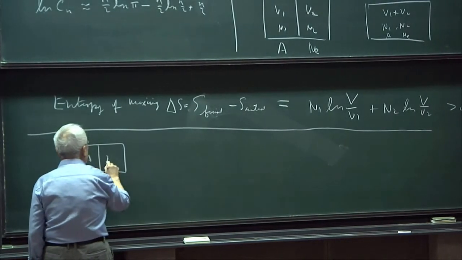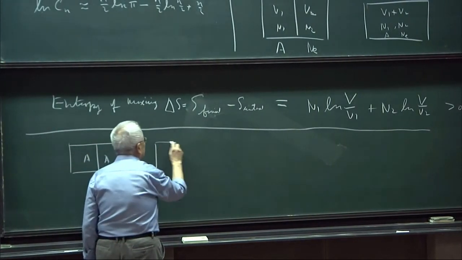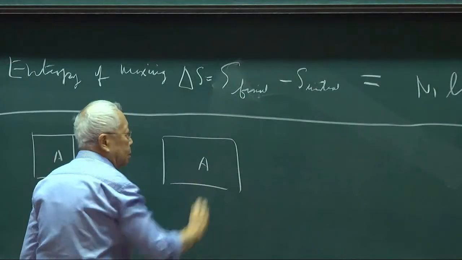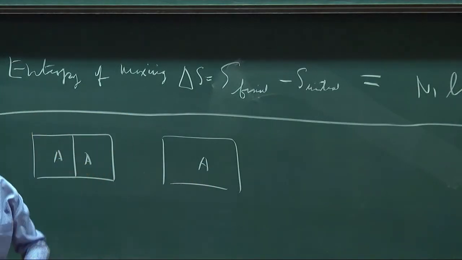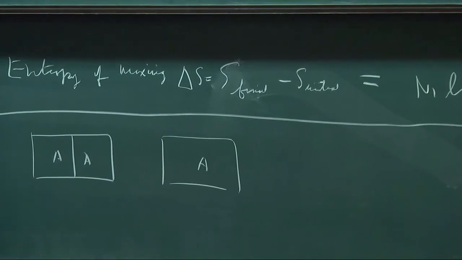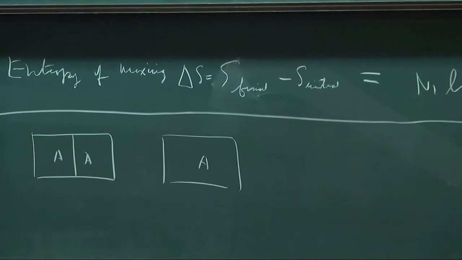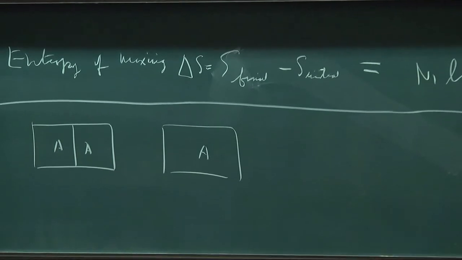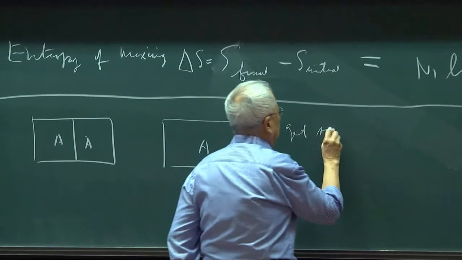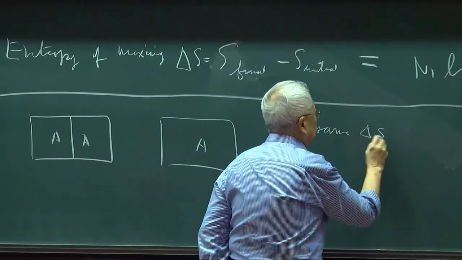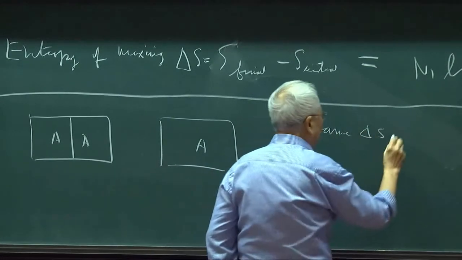But if the two gases are identical, so before you have argon and argon there, and then later you have argon, but we don't have the partition. But this formula doesn't know whether the two gases are the same or not. You get the same answer, the same delta S. And this is a paradox.